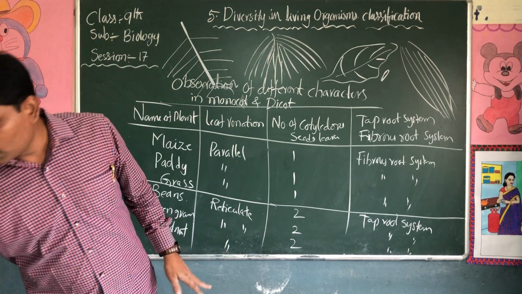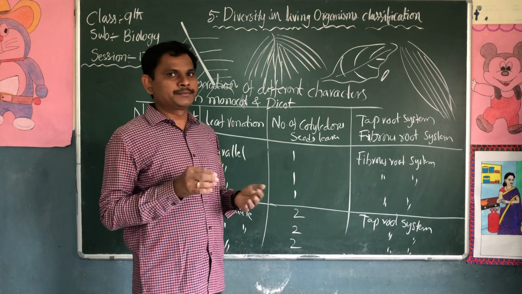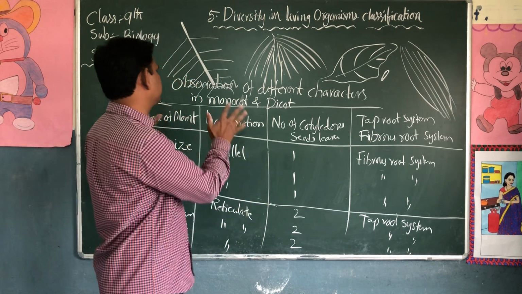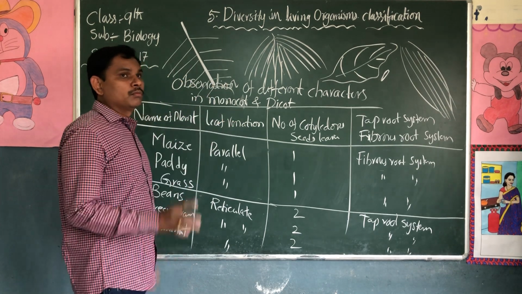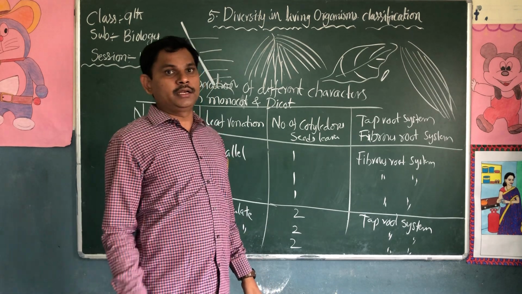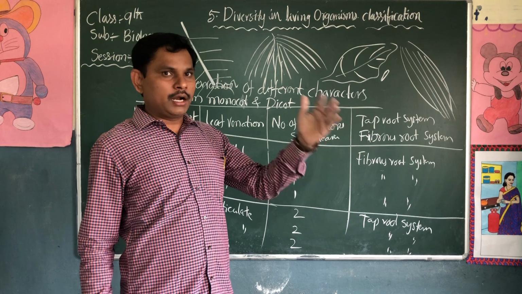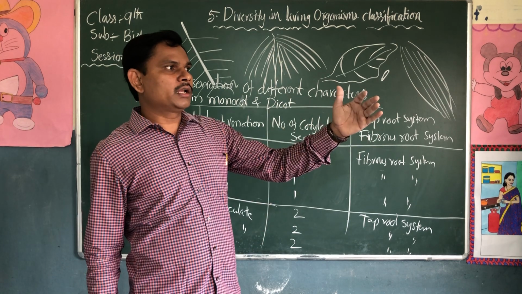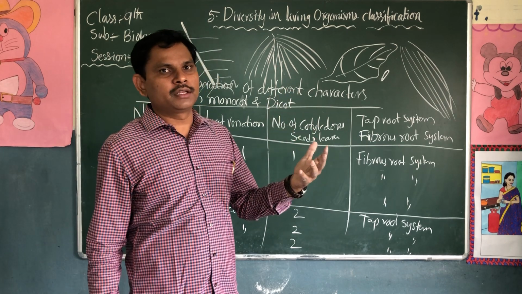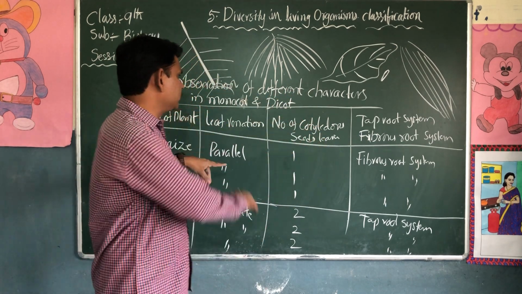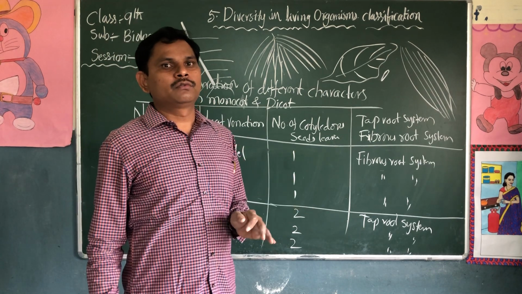Okay, today's homework: you have to read the chapter once, and write this table, the observation of different characters in monocotyledons and dicotyledons. Two diagrams are given in your textbook, a monocotyledon diagram and a dicotyledon diagram, showing the fibrous root system and the flower. Just rewrite these tables and draw the two diagrams given in the workbook or the textbook.